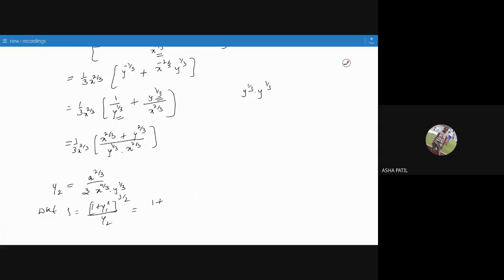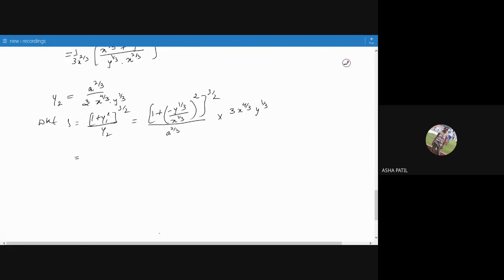It is minus y by x raised to 1 by 3, or it is minus y raised to 1 by 3 divided by x raised to 1 by 3. This is y1. Its square, then raised to 3 by 2 divided by y2. y2, it is a raised to 2 by 3. Let us take the denominator of denominator to the numerator, x raised to 4 by 3 into y raised to 1 by 3. So, let us simplify this.